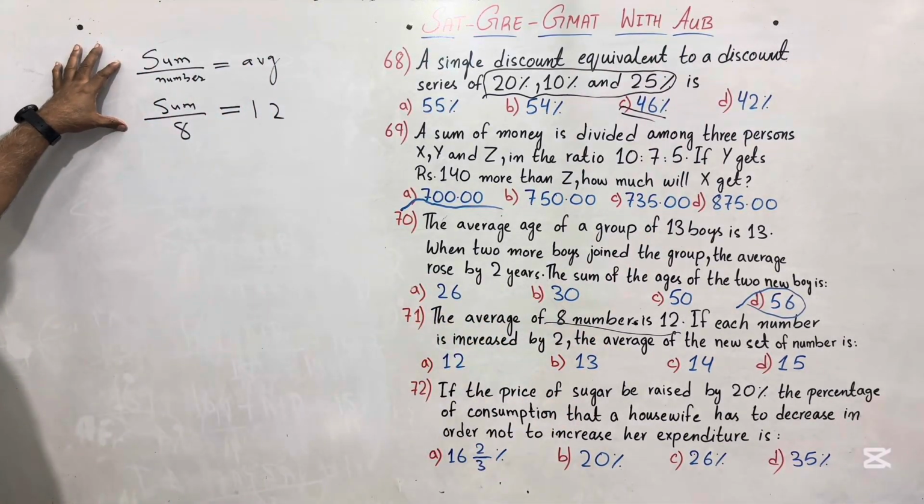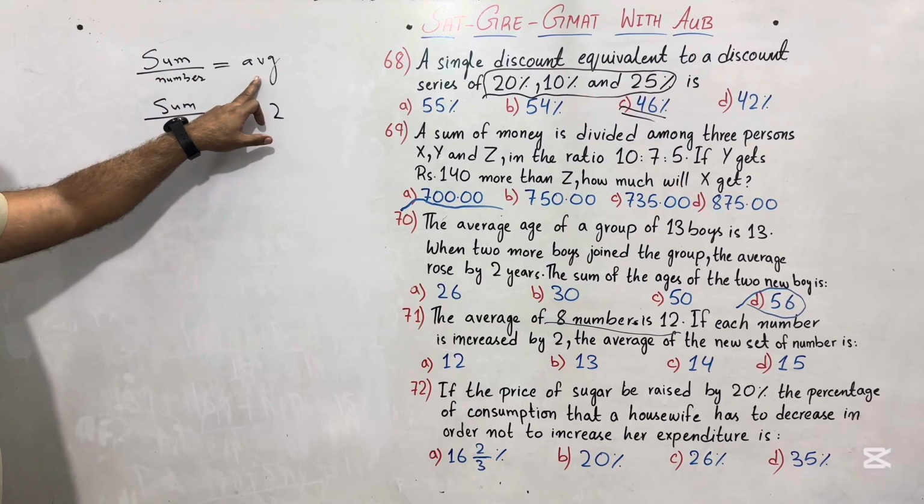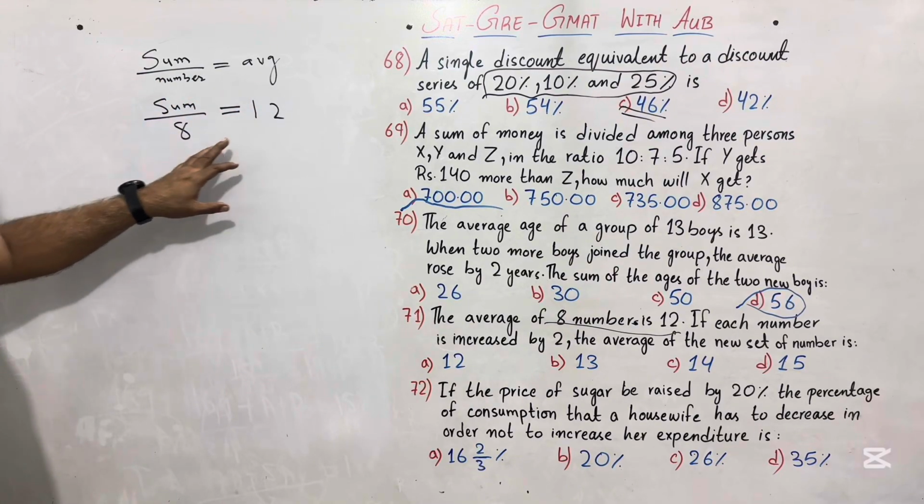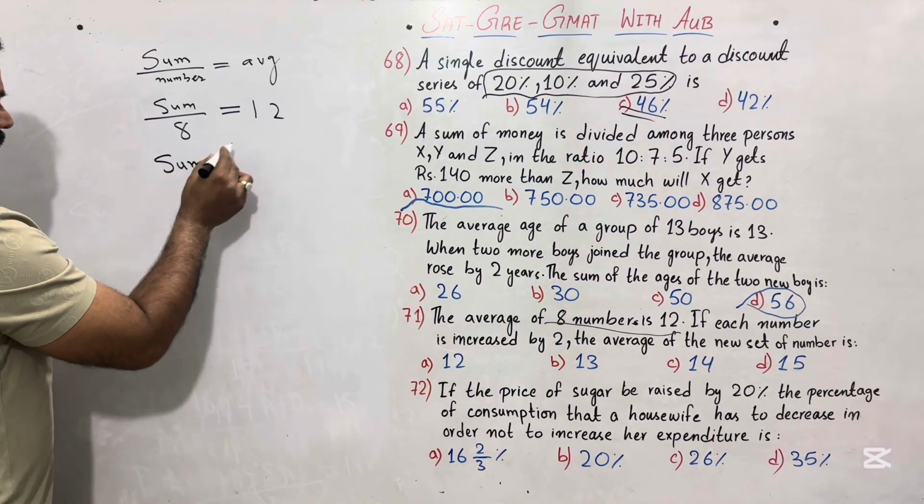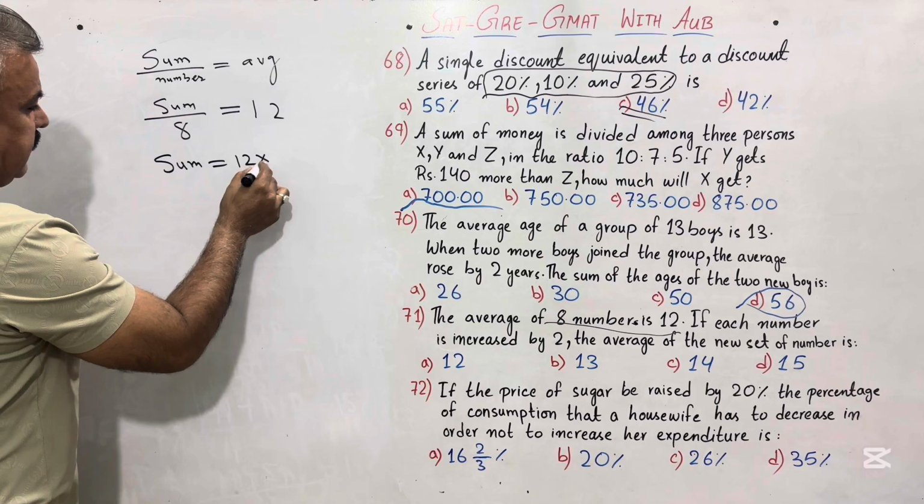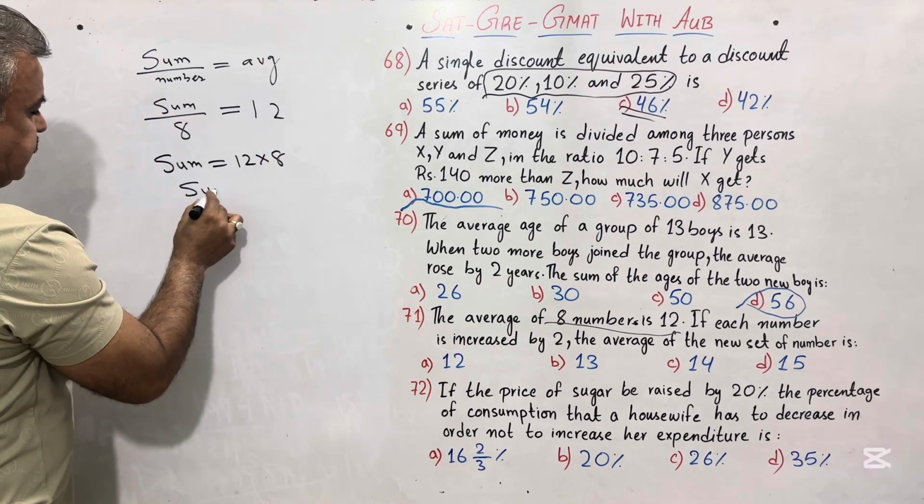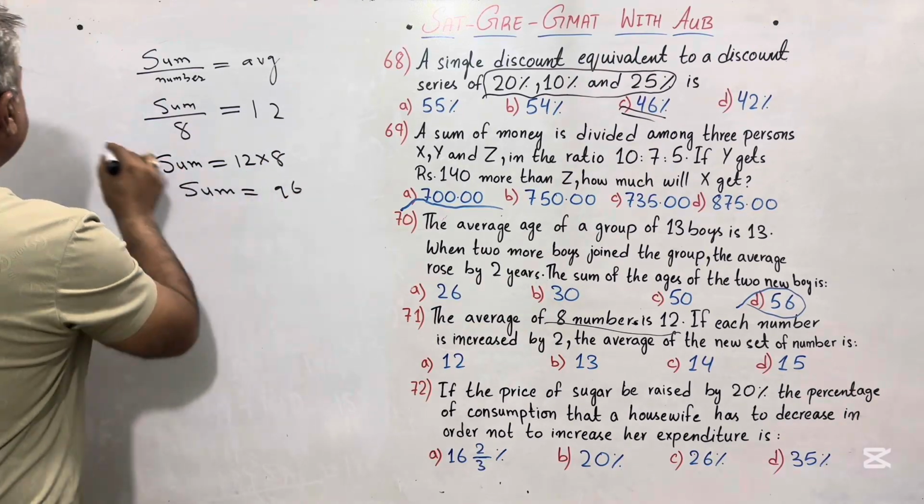Plugging in the values in this formula, sum divided by the number of numbers is equal to average. We have 8 numbers, their average is 12, so we can easily find the sum. 12 times 8, it's 96.